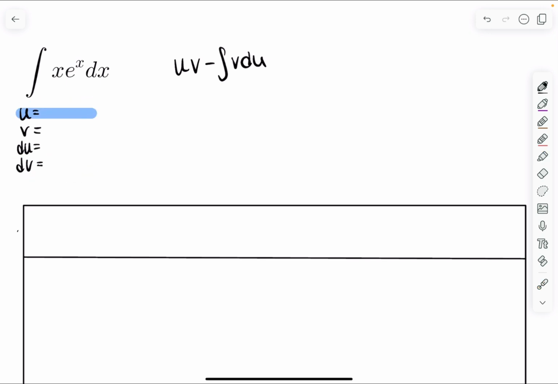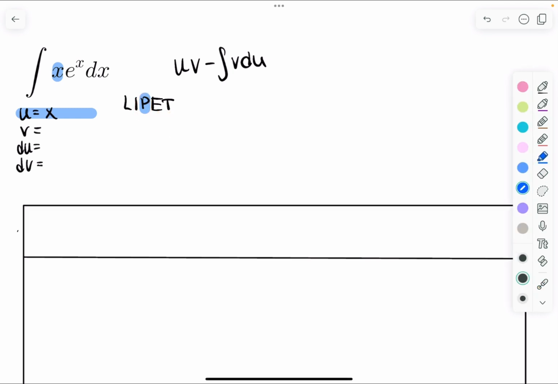To find my u, I use LIATE. I ask myself, are there any logs? No. Are there any inverse trig? No. Are there any polynomials? Yes, there's an x. So then my u is going to be x. What this is saying, basically, is we prefer our u's to be logs, and then if there's no logs, then inverse trig, and if there's no inverse trig, then polynomials, then exponentials, and then just trig functions.